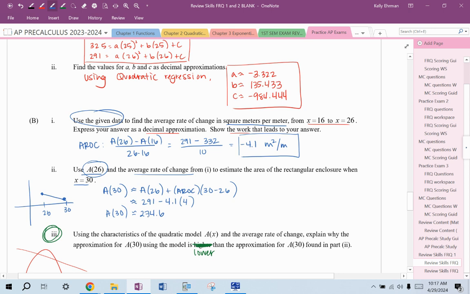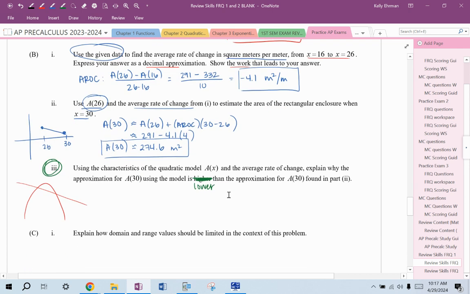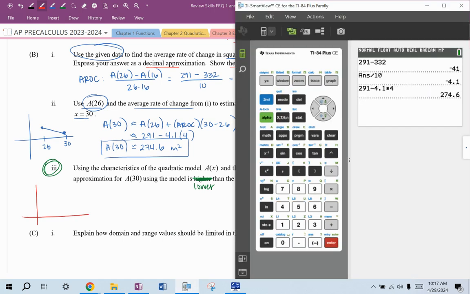So that's the approximation for the area, which would be measured in square meters. Using characteristics of a quadratic model and the average rate of change, explain why the approximation for A of 30 using the model is, I changed this in class today, lower than the approximation for A of 30 found in part 2. Again, this part B, 3, you should always be sketching the graphs. So if you haven't looked at the graph for A of X yet, do that.